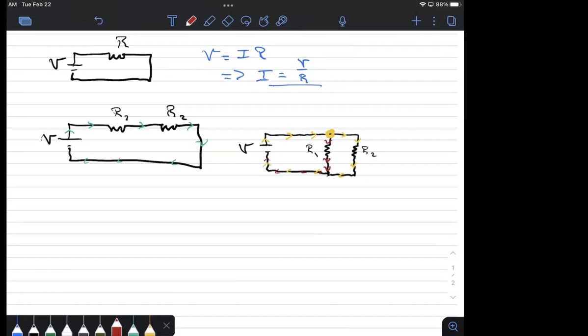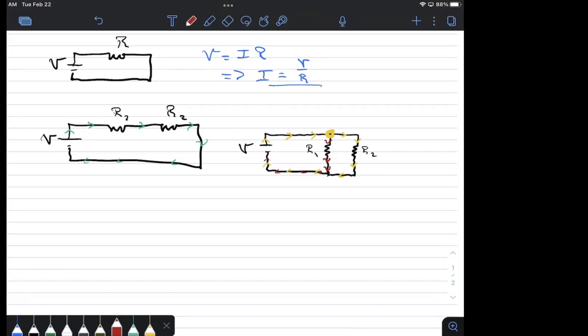Well, this is different, because if we think about the current as a bunch of electrons flowing through our circuit, which is what it is, then we can have a situation where some electrons are hitting R1 and some electrons are hitting R2, but obviously no electron will go through both R1 and R2. No electron feels both resistances. They either feel one or they feel the other.